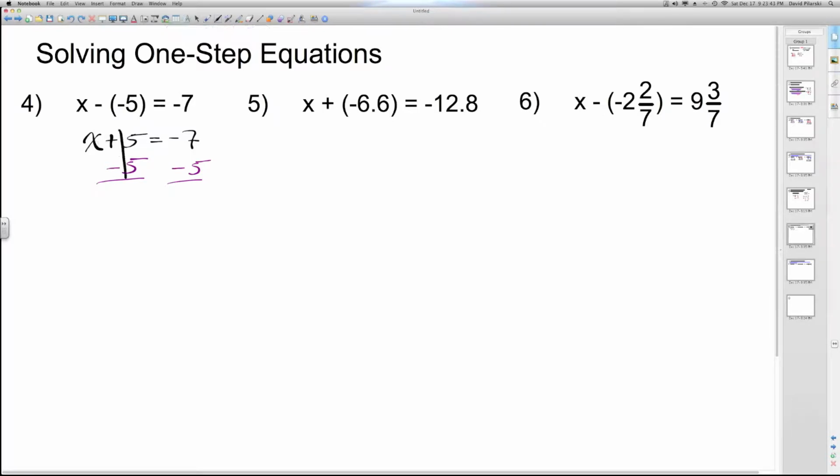On the left, these are opposites, thus isolating our variable x, bringing down our equal sign, and then having negative 7 take away 5. That calculation yields a negative 12.